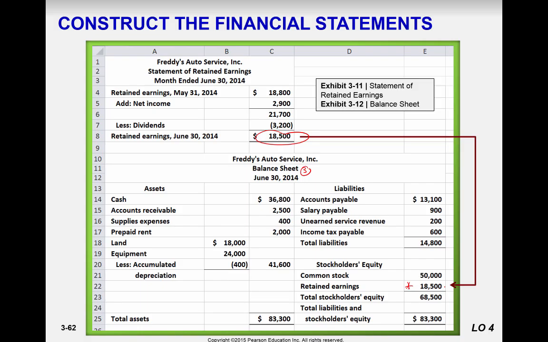Notice that our balance sheet is in the accounting equation, right? Assets equal liabilities plus owner's equity. You see our total assets of $83,300 equals our total equity of $83,300.